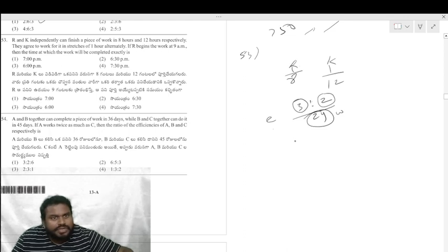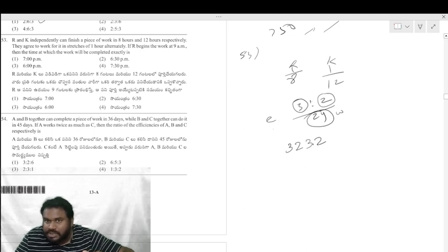They agree to work in stretches of 1 hour alternately. For 1 hour, R works, then K works for 1 hour, then R works for 1 hour. Like that, they will share their work. R begins the work at 9 a.m. R is beginning the work, means three works he will do in an hour. Then K comes, then R comes, then K comes. So every hour, 3 and 2, like that, they'll finish 3 and 2. But total works are to be completed as 24. So each combination is becoming 5.